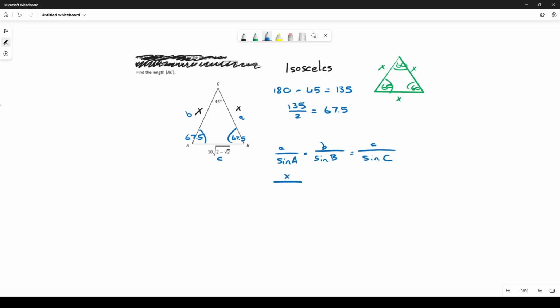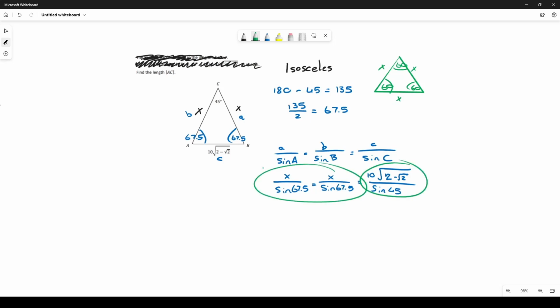So we get x over sine 67.5 is equal to, again, x over sine 67.5, which is equal to the 10 massive square root of 2 minus small square root of 2 over sine of 45. And again, with the sine rule, you want to pick one that's filled in and one that has the bit we're looking for. You notice this one's fully filled in even though it looks horrendous. And both of these are actually the same, so we're just going to take one of them. It doesn't really matter, because regardless of which one we pick, we're going to find out what x is. And that's what they asked for, so we just pick these two.